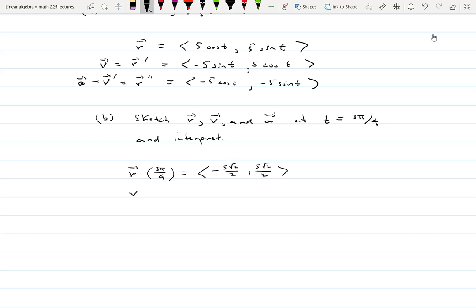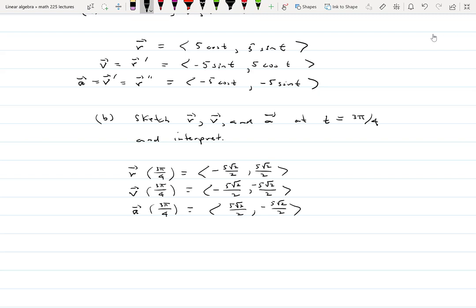Okay, so the velocity at 3 pi over 4 is the sine of 3 pi over 4, which is still positive, but that first component has a negative sign there, so negative 5 radical 2 over 2 again. And 5 cosine is negative in quadrant 2, so negative 5 radical 2 over 2. So acceleration at 3 pi over 4 is negative 5 cosine of 3 pi over 4. Cosine is negative in quadrant 2, but there's a negative sign there already, so positive 5 radical 2 over 2. And negative 5 sine is positive in quadrant 2, but we have a negative sign there, so minus 5 radical 2 over 2.